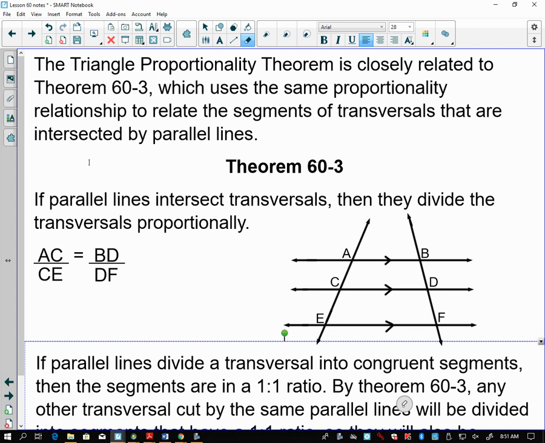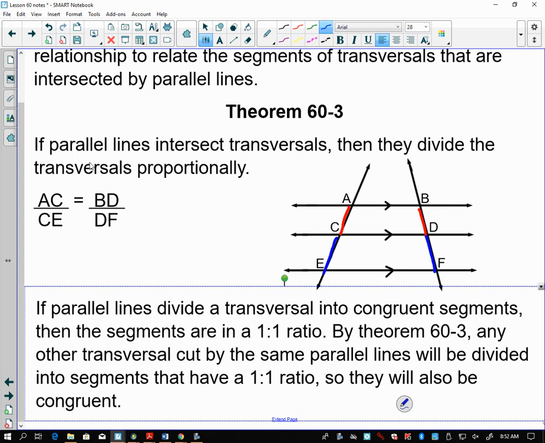Okay, so for instance, you see our segment AC here, and we see segment CE. That's going to be proportional to segment BD over DF. Okay, AC over CE is proportional to BD over DF. So if parallel lines intersect transversals, then they divide the transversals proportionally. So you kind of jumped ahead a little bit, Michael, whenever you're asking about transversals. It does still work with the triangles, but it works for the same reasons that it works here.